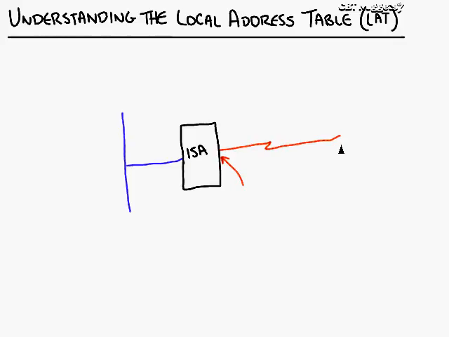Let's imagine this. Let's say that we had a network interface card connected to the internet, and it was assigned the IP address 130.1.1.1.